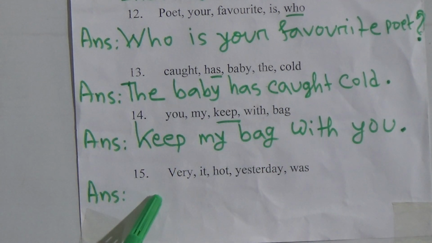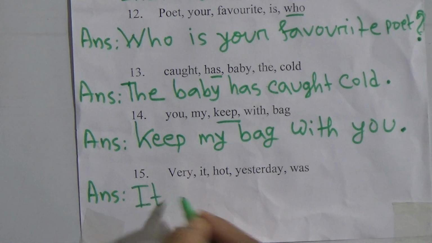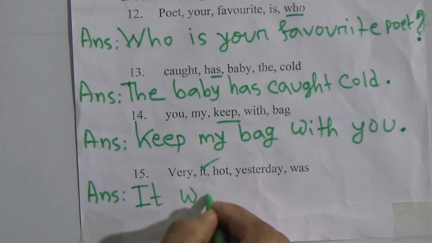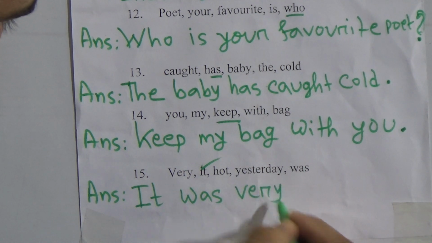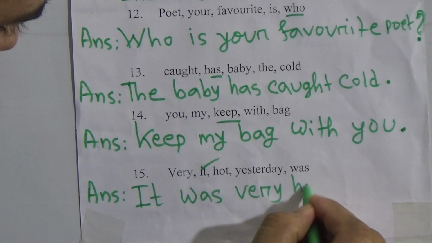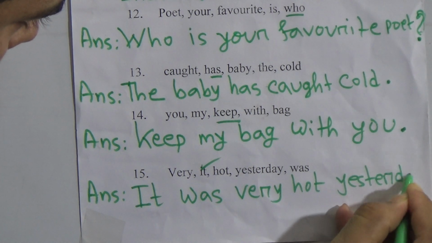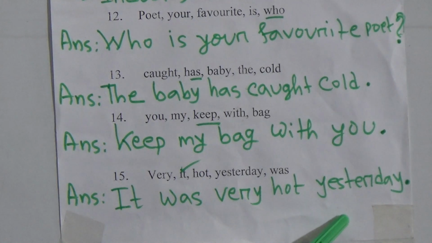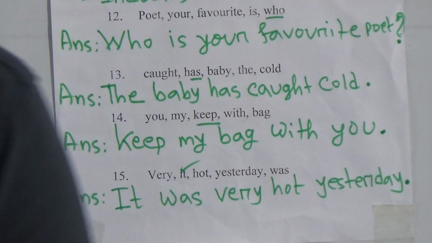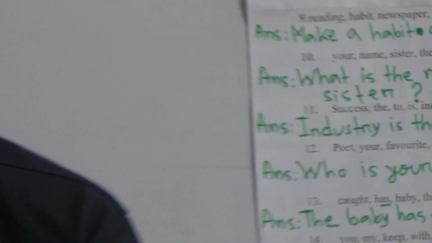Number 15, the last one. It is also our assertive sentence. The subject, then write the auxiliary verb. It was, adverb very. It was very hot yesterday. Give full stop. It was very hot yesterday. So this is the way you need to rearrange the words into sentences. You must exercise at home.